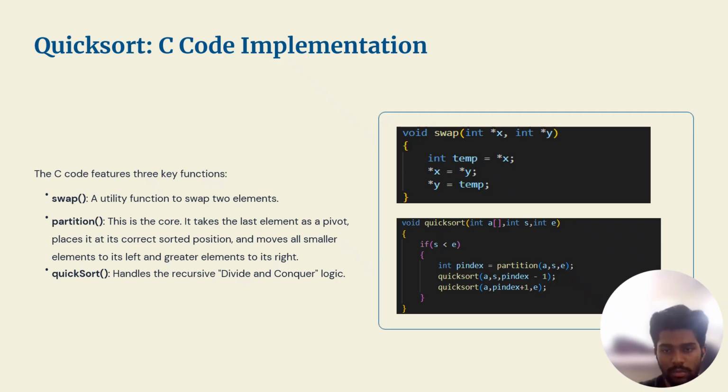Now let's see how the Quicksort function works. It is the main recursive function that architects the entire sorting process. Base case: if S is greater than or equal to E, the subarray is already sorted. Recursive case: partition, then recursively sort the left and right subarrays. So if S is less than E, then pIndex is equal to partition of A, S, E. Here the partition works, and after that two quicksort calls are made in order to complete the quicksort.